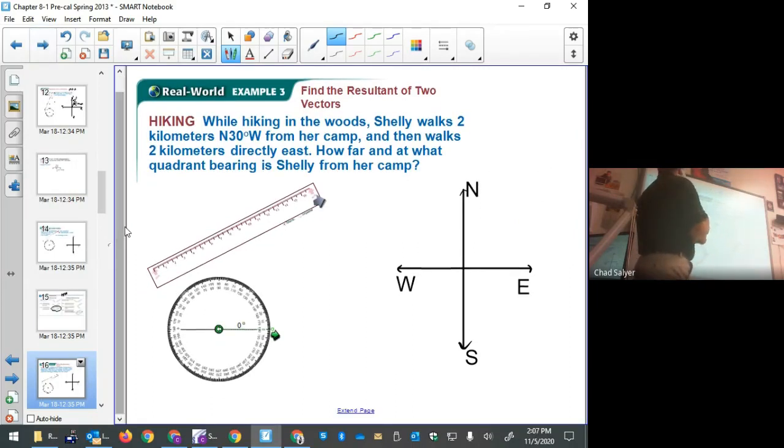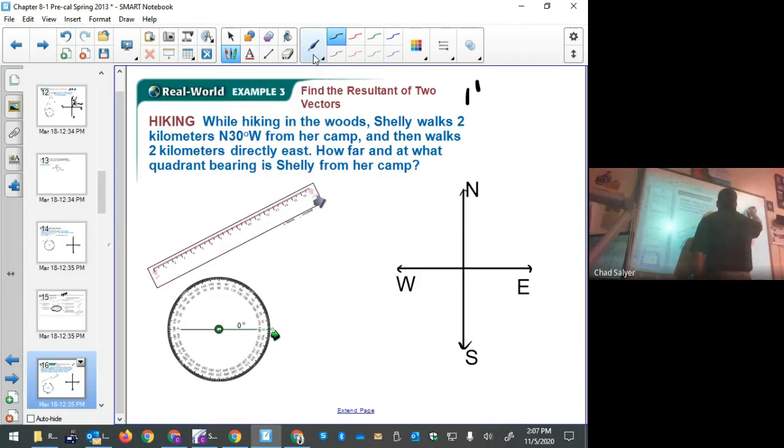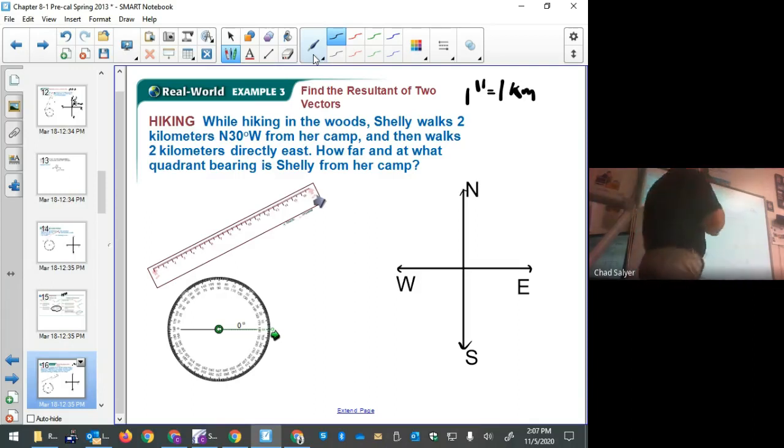So here's a problem about a woman who went hiking. She walks 2 kilometers west of north from her camp and then walks 2 kilometers directly east. How far and at what quadrant bearing is Shelley from her camp? So let's decide on a key here first. I'm going to go 1 inch equals 1 kilometer.